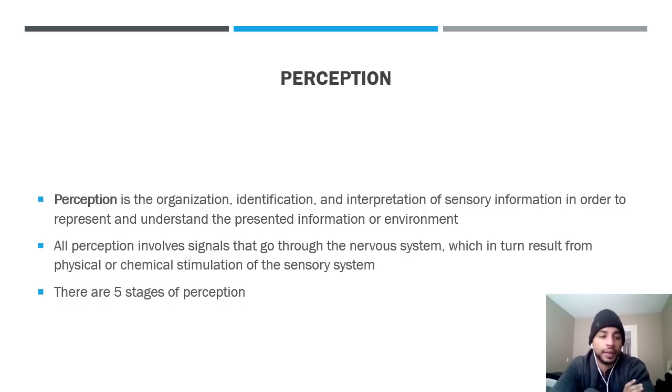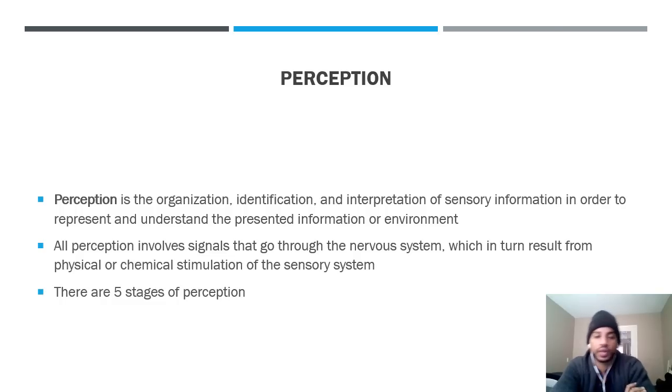All perceptions involve signals that go through the nervous system, which in turn result from physical or chemical stimulation of the sensory system. If you're looking at something that stimulates you, like watching soccer and you see a goal, you say, oh my God, what a wicked goal! It's awesome, it's stimulating, right? But if guys are just running around, kicking, passing, kicking, passing, you're not going to get stimulated. You're really looking for that great goal.